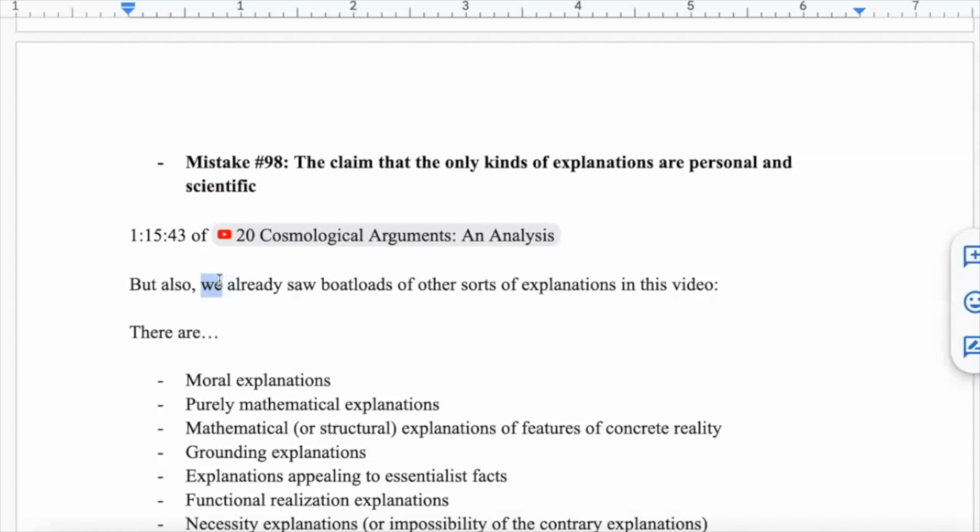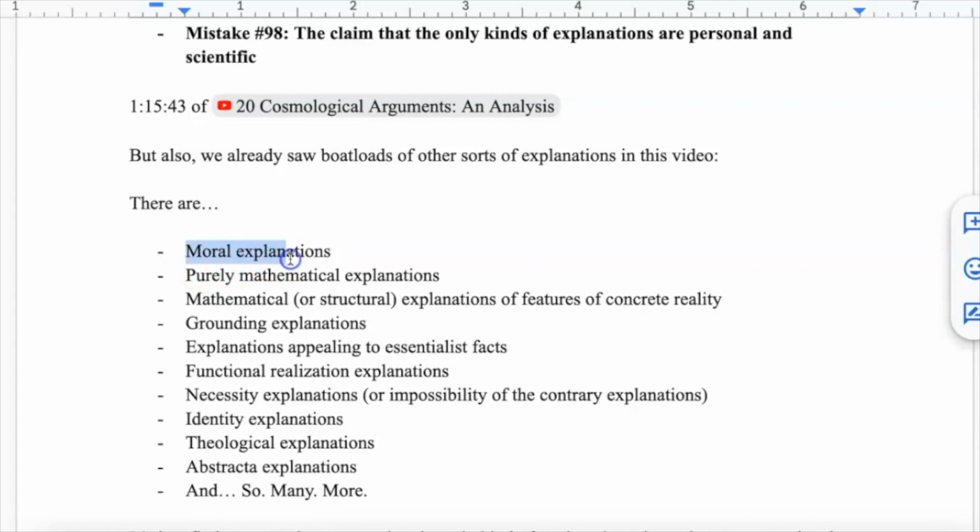Instead, I'm just going to note that we already saw earlier in this very video that you're watching boatloads of other sorts of explanations other than personal explanations, which cite the intentions of some personal being, and other than scientific explanations, which cite past states of the universe in conjunction with physical laws. Again, there are moral explanations, purely mathematical explanations, mathematical or structural explanations of features of concrete reality, grounding-style explanations, explanations appealing to essentialist facts, functional realization explanations, necessity explanations, or equivalently, impossibility of the contrary explanations, identity explanations, theological explanations, abstract explanations, and so many more.